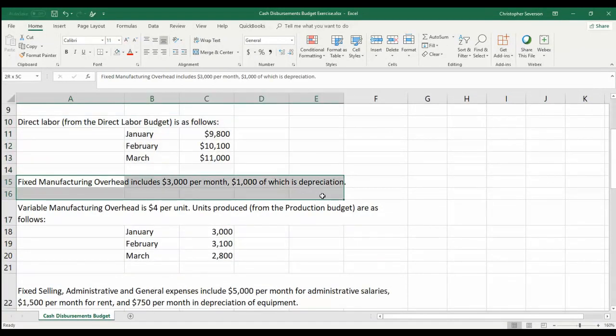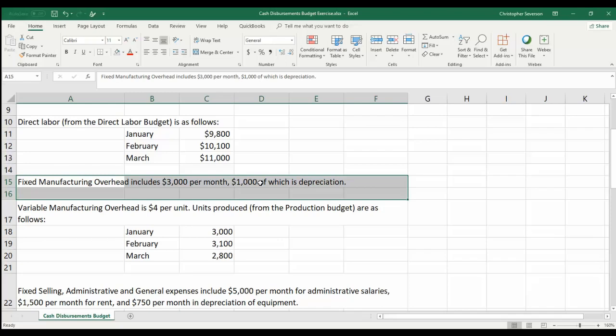Now we have fixed manufacturing overhead. There's an important piece in here that you need to pay attention to. Now, sometimes, again, this would generally come from the manufacturing overhead budget, and it'll tell you both fixed and variable. So with this, we need to know how much are we actually paying. It says it's $3,000 per month, but $1,000 of that is depreciation. So we're not paying the $1,000. And that's the key thing.